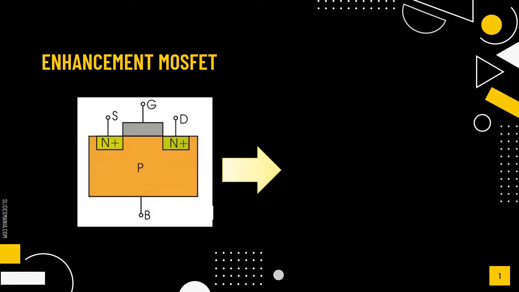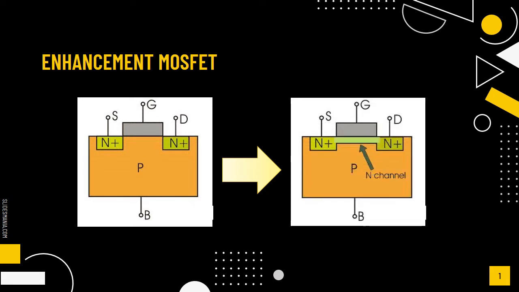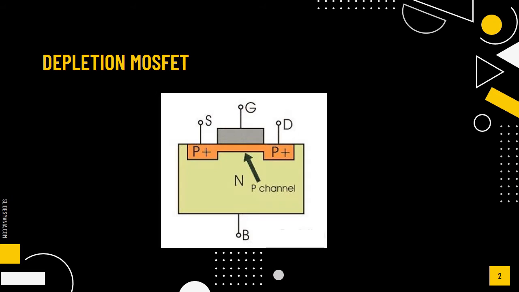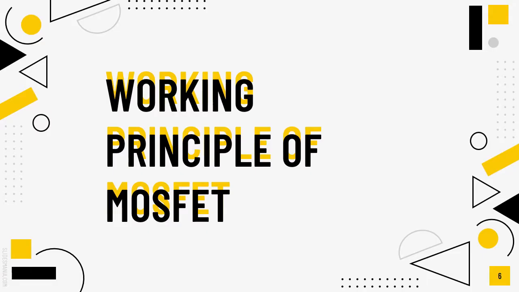In enhancement mode, source and drain are separated by a substrate and current is only conducted when a channel is formed between the two terminals. Hence, the channel is said to be enhanced. In depletion mode, there is a pre-existing channel between the source and drain, but it will be depleted during operations. Now let's get into the working principle of a MOSFET.